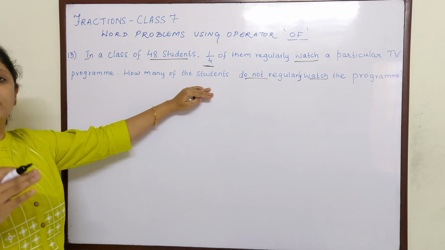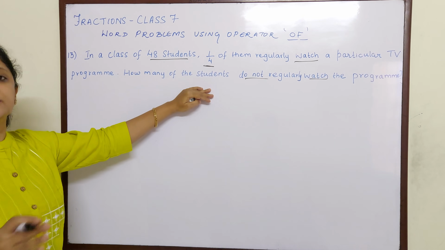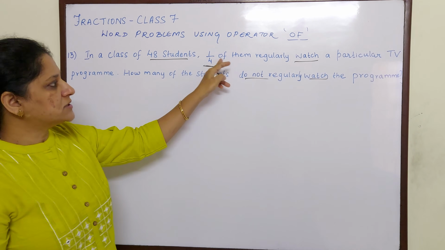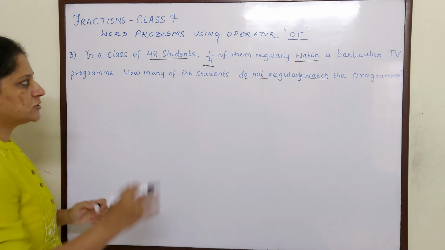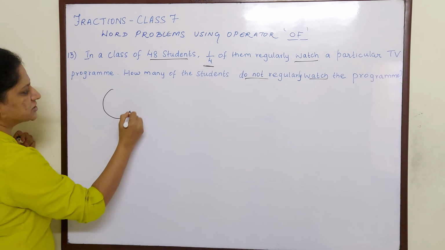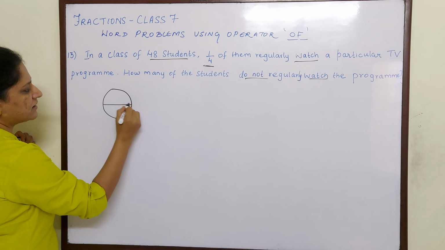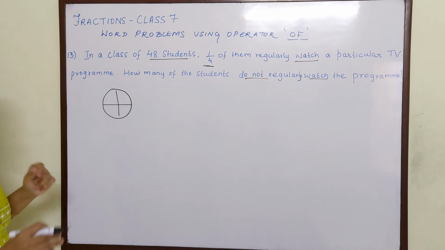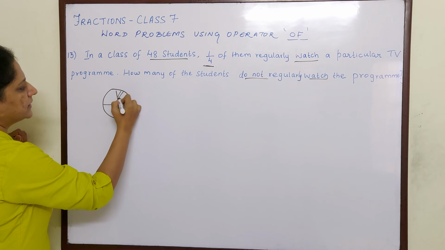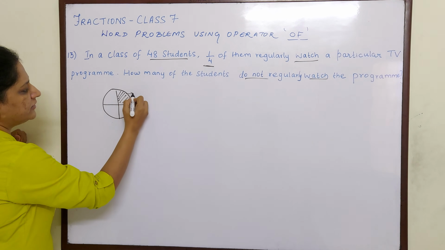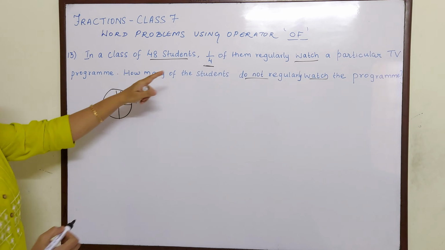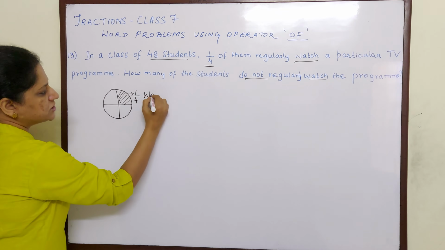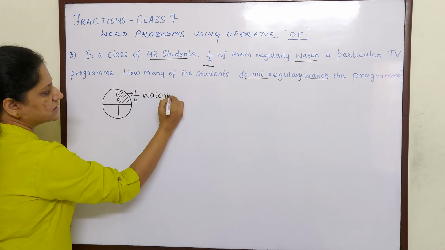is to find out what is the fraction of students not watching the program, because watching the program is 1/4. So let us first find out the fraction. For that, in the rough column we will draw this pie chart and we will mark here as 1/4. Now we know this is 1/4. And this 1/4 is nothing but students who are watching the program.